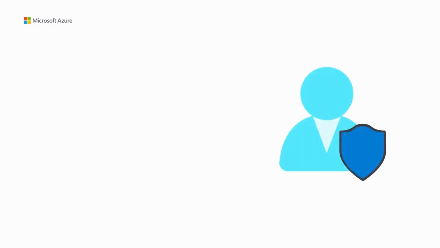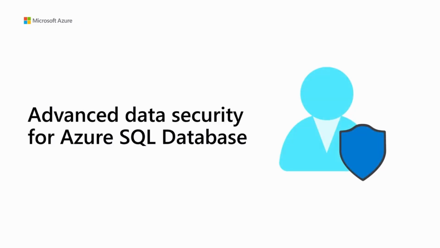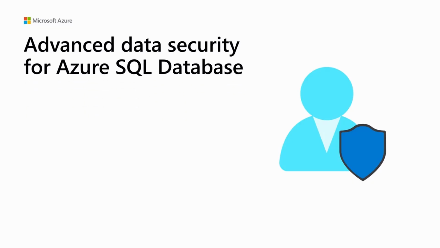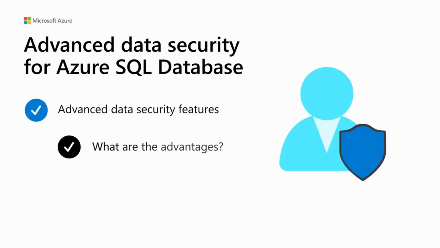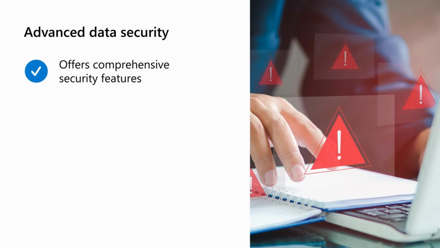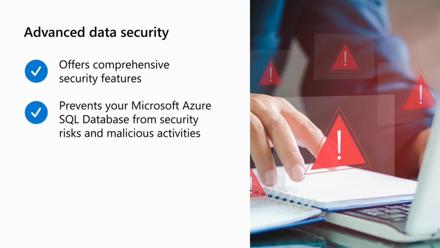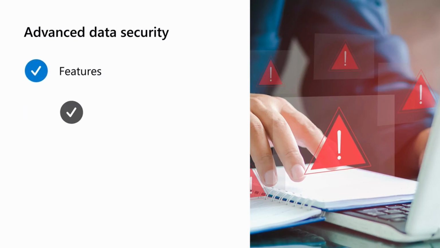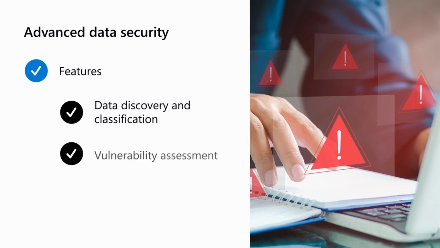Hello, and welcome to the video Advanced Data Security for Azure SQL Database. In this video, we will discuss these features and their advantages. You will also learn how to configure these user-friendly features in your system. Let us start by understanding the concept of advanced data security. Advanced data security offers comprehensive security features specifically designed to protect your Microsoft Azure SQL database from security risks and malicious activities. Let us discuss 3 such features: data discovery and classification, vulnerability assessment, advanced threat protection.